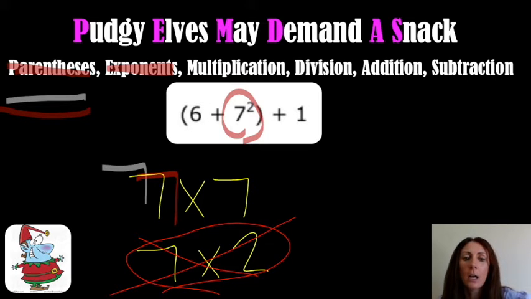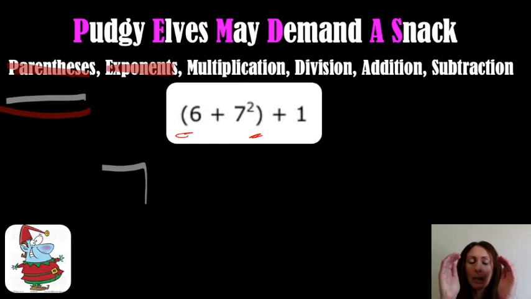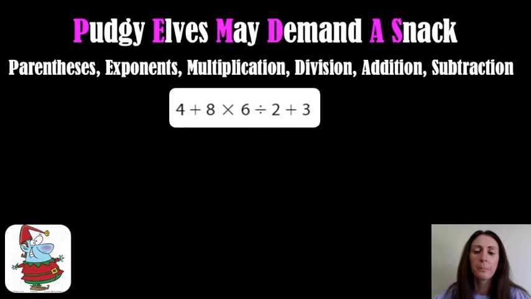I also wanted to just refresh your memory on what is a parenthesis. This right here and this right here, those are parentheses. So the 6 plus 7 squared is inside of the parentheses. So that's just a reminder of those two words as we're moving forward. So we just had the opportunity to refresh our memories on what are parentheses and what are exponents.